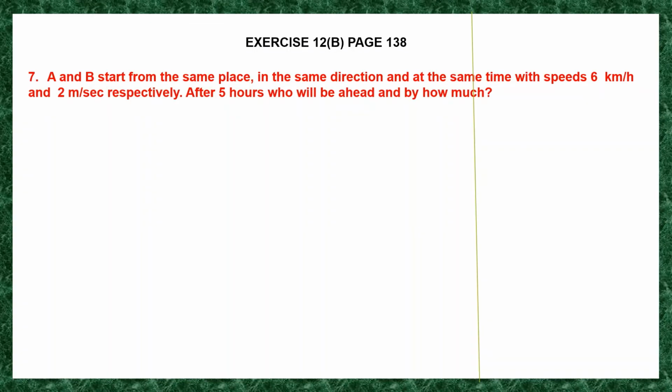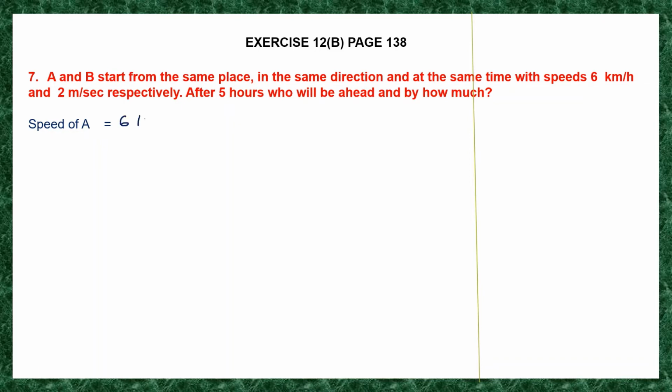Question 7. A and B start from the same place in the same direction and at the same time with speeds of 6 kilometers per hour and 2 meters per second respectively. After 5 hours, who will be ahead and by how much? Okay, so let's start. Speed of A is 6 kilometers per hour.